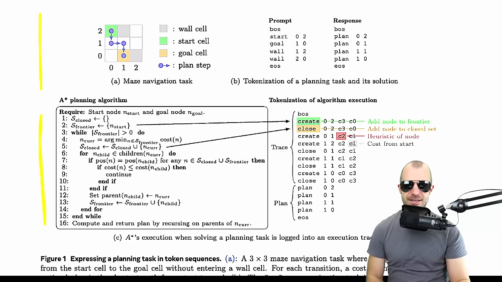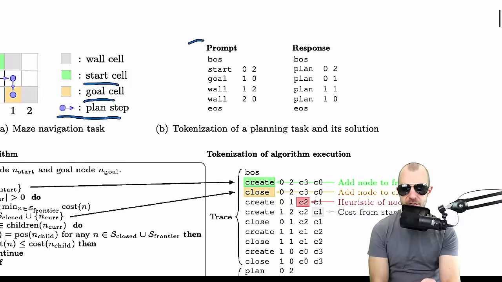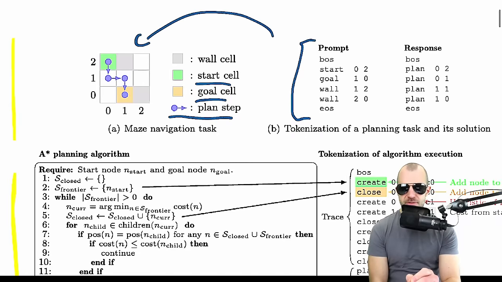So let's look at actually some things. As I said, this here is one of these maze tasks, right? You have a start cell, and you have a goal cell, and a plan. This here is the output of the algorithm, what you're going to do. And the entire in-between is how you're going to reach the plan itself. So the prompt is, what's the situation here? That's the prompt. So you can see there is a start tile, there's a goal tile, and there are wall tiles.